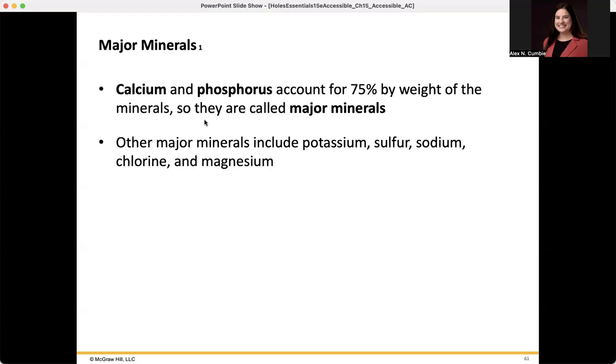The major minerals in the body are calcium and phosphorus, which we know we get in that salt in our bones, calcium phosphate. Other minerals in our body are potassium, sulfur, sodium, chlorine, and magnesium. And all of these different minerals help our cells function, specifically our neurons, as they communicate with each other to keep your body running.